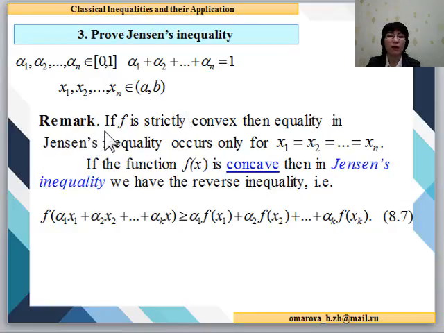Remark: if the function f is strictly convex, then equality in Jensen's inequality occurs only for x1, x2, and xn equal to each other. If the function f of x is concave, then in Jensen's inequality we reverse the inequality symbol and get the following inequality 8.7.